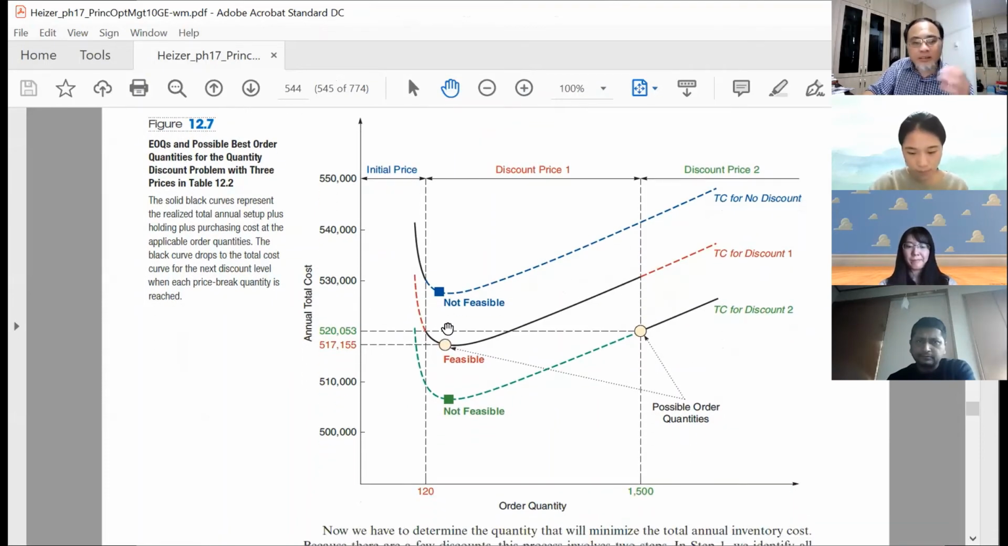Right. So the slide just now was showing this EOQ and the possible best order. I've shown you that this is the EOQ, this is the total cost curve for no discount, and this is not the feasible quantity, not the minimum cost. You can see a lower cost here, but of course this lower cost doesn't meet the quantity requirement, right?